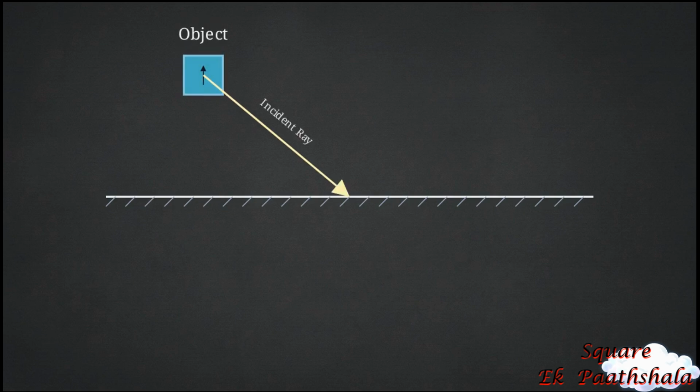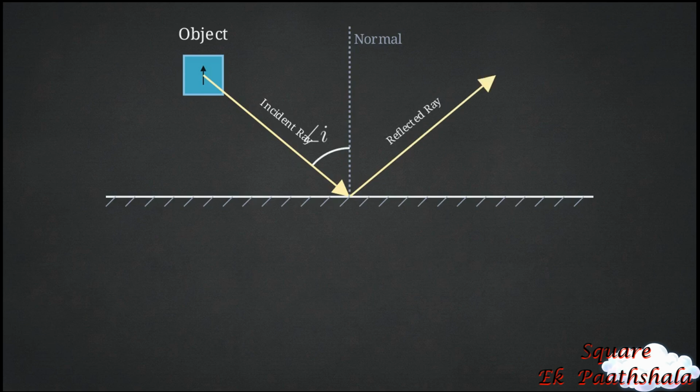We start with the simplest baseline, the plane mirror. This diagram shows a flat mirror's cross-section. When an incoming or incident ray strikes the surface, we draw an imaginary vertical line at that exact point, called the normal. The core rule here is absolute. The angle of incidence coming in perfectly matches the angle of reflection going out.